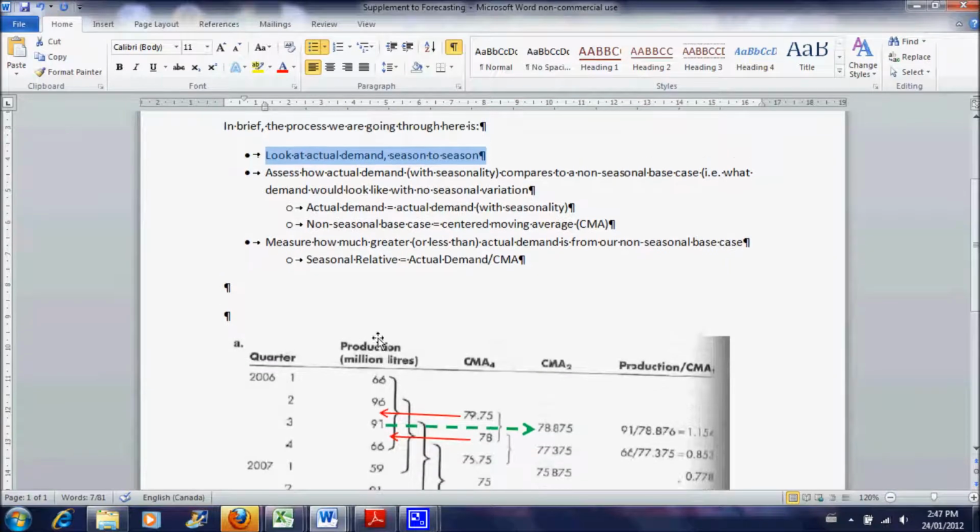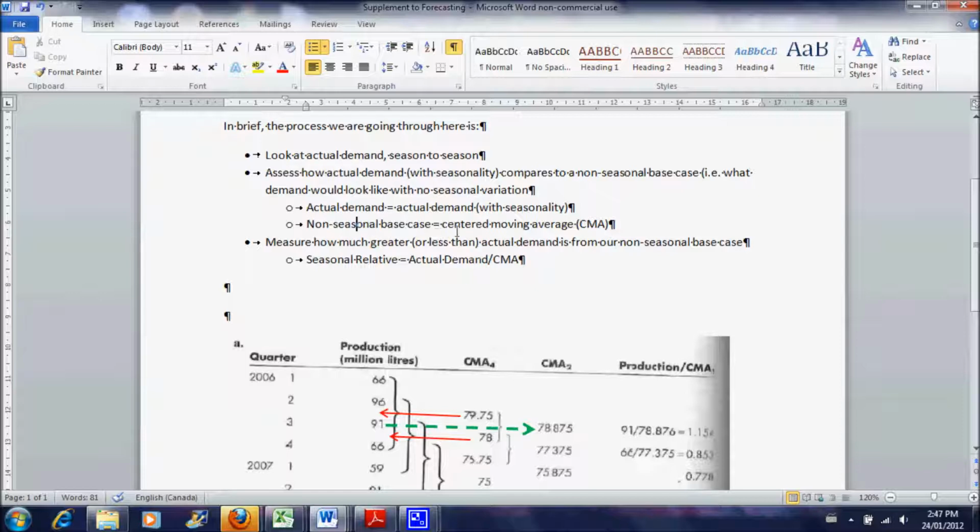The next thing we want to do is assess how actual demand, which has seasonality in it, compares to a non-seasonal base case. In other words, what would demand look like if there was no seasonal variation? And then we want to compare those two values. So the actual demand includes the seasonality, but where do we get this non-seasonal base case information from?